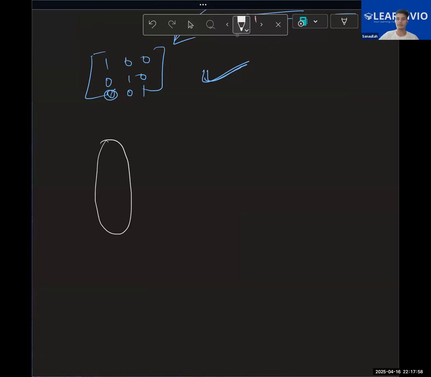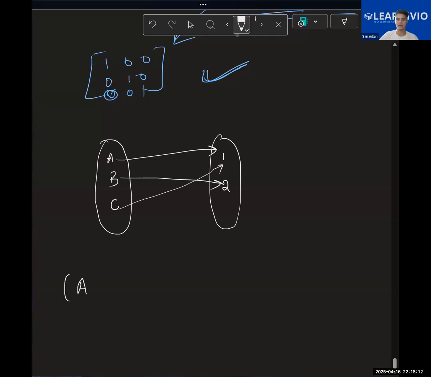I made these two sets. Let's say this is A, B, C, and this is 1, 2. So how can we write A related to 1, B related to 2, and C related to 1? This is a relation.